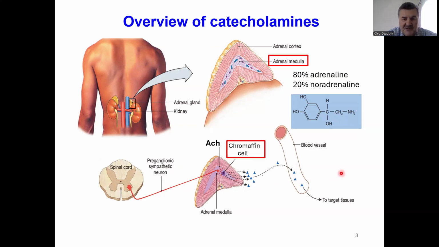on the target tissues. So overall, these agents are acting like hormones because they're secreted by the endocrine gland and released into the blood and produce their effects at the organs localized at a distance from the site of their production.